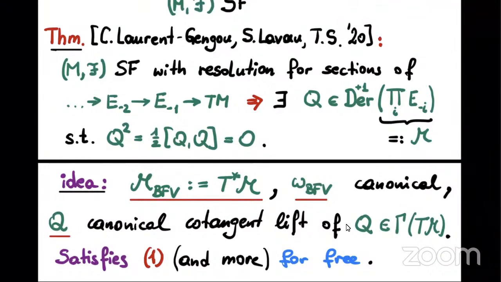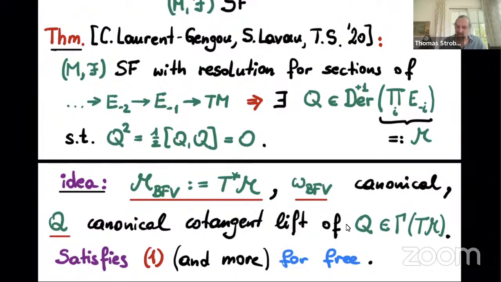Okay. So the idea is now I have this graded manifold curly M. Let's take the cotangent bundle of it and let's treat it as being this.